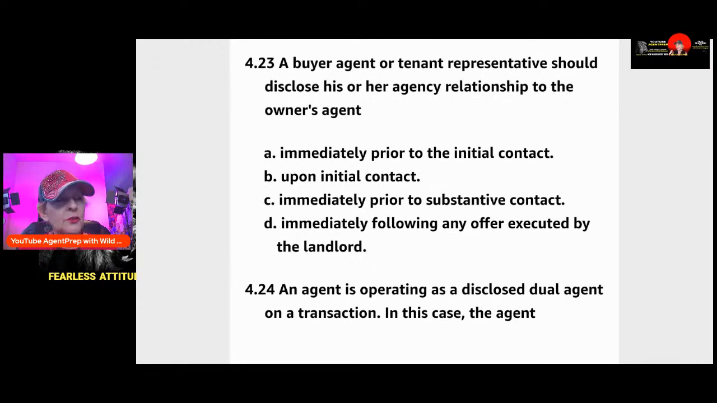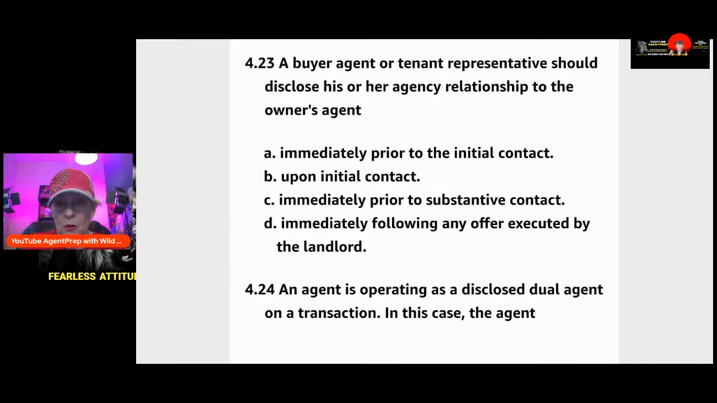So yes, the answer for 23 is B as in boy, upon initial contact. So that's between realtor to realtor, agent to agent. Okay, so it says a buyer agent must disclose the agency relationship to the seller or seller's agent on first contact. So let's say it's a for sale by owner.